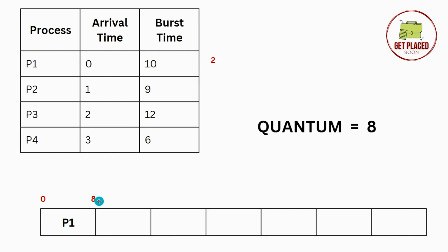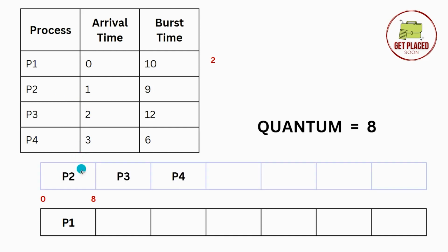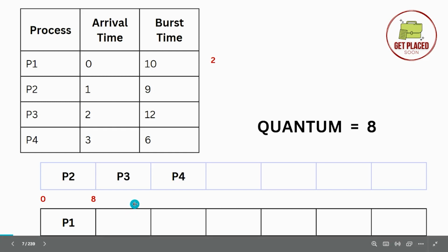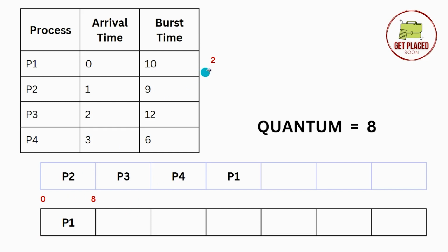So before 8, what all processes are coming? We need to place all these three processes because by time 3 all the processes have arrived. So before 8 we have all these three coming, so we are supposed to add them in the ready queue. So P2, P3 and P4. Moving ahead, we also have 2 units of P1 left. As I already said in the previous video, round robin follows a circular queue. So P1 will go and stand here, after P4. This is the ready queue now.